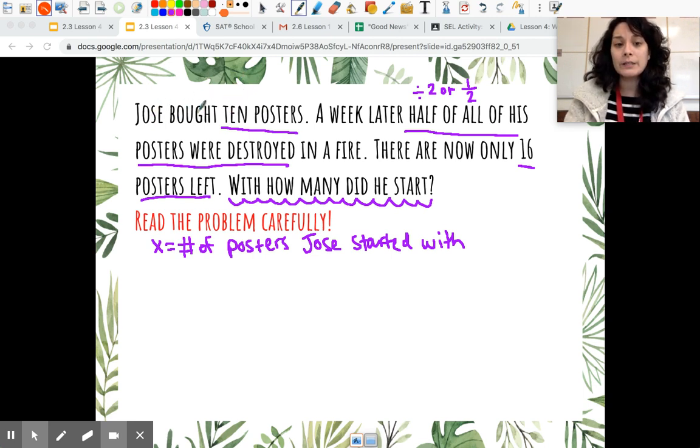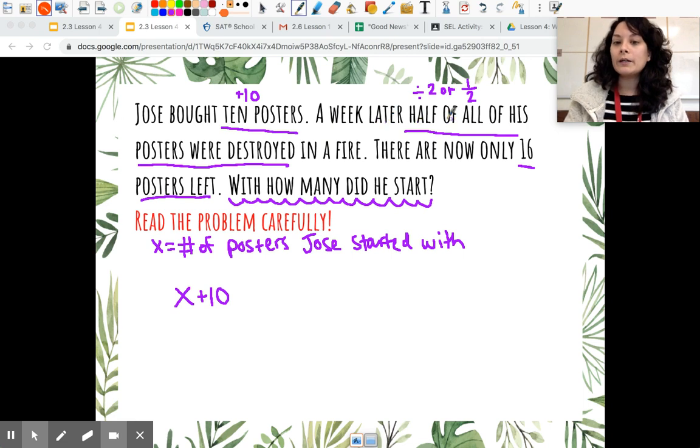So the first thing it's telling us is that Jose bought 10 posters. Well, if we know that he started with x, some mystery number of posters, I'm going to start with my variable x, because that's what he started with. And then it says that he bought 10 posters. That's 10 additional posters that we can add to the number of posters he has. So the way I'm going to represent that is I'm going to take my x and add 10 to it. So this is the number he started with, and then he bought 10 more. Okay, so that's kind of what my equation is looking like so far.